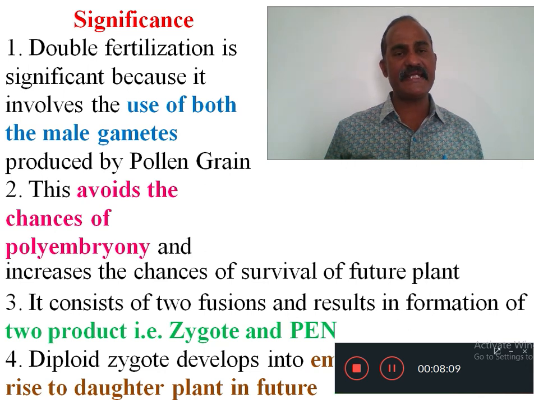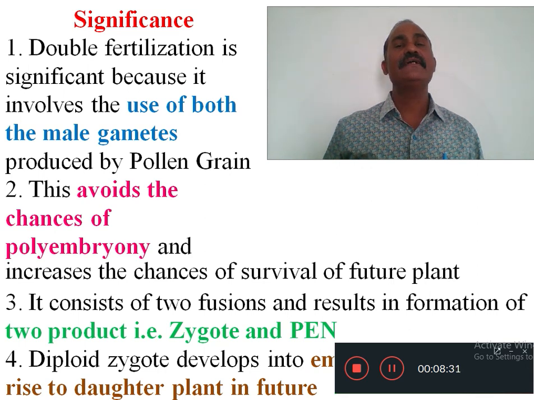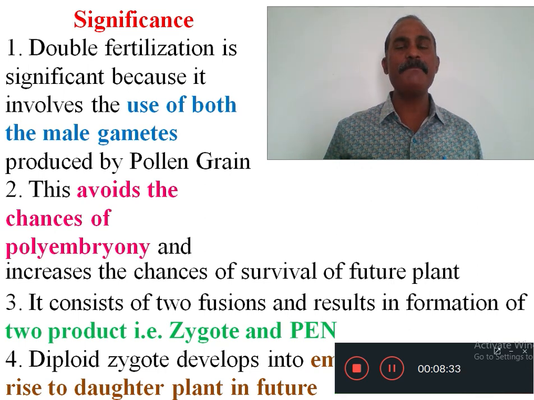Now the fertilization process has significance. Double fertilization is significant because it involves use of both the male gametes. There is no wastage of male gamete. In fact, a security is taken into account to avoid the chances of polyembryony and to increase the chances of survival of the future plant. It consists of two fusions and results in the formation of two products. The first product is obviously the diploid zygote. The second one is the triploid primary endosperm nucleus.